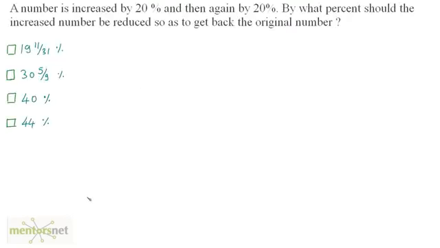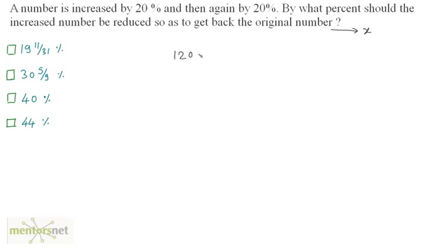A number is increased by 20% and then again by 20%. By what percent should the increased number be reduced so as to get back the original number? Let the original number be x. This number is increased by 20%. So I can write 100 plus 20% of x.